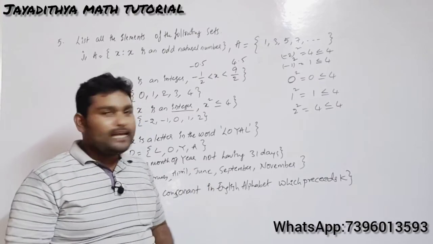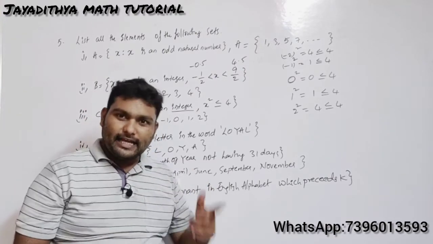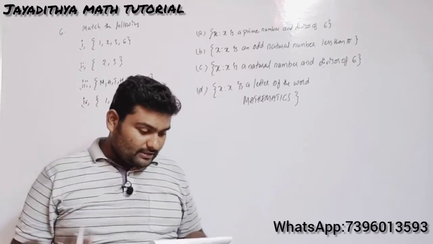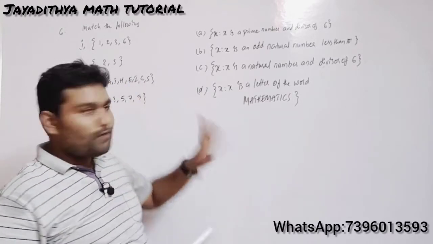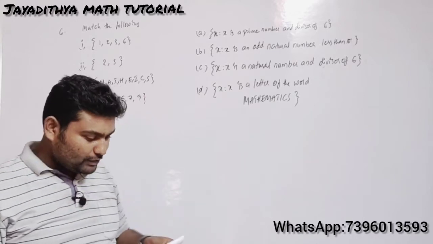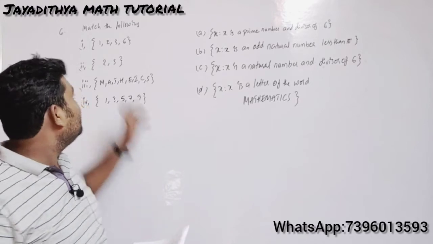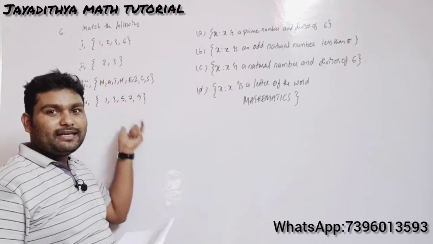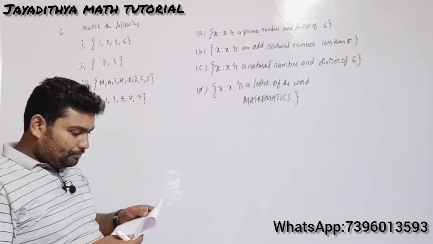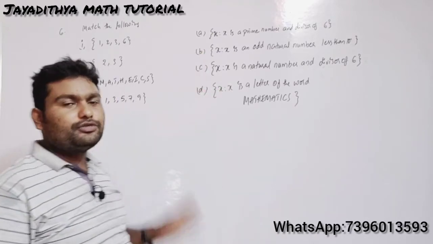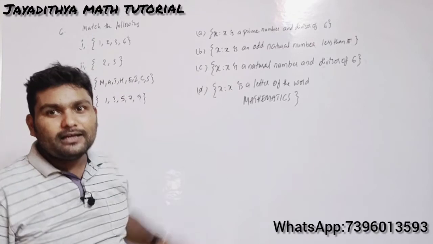Let us go for the next one. Right, Nana? See here. This is the last question of your exercise 1.1. So this is like a match the following question. So let me read the question completely. Match each of the sets on the left in the roster form with the same set on the right described in set builder form. So you should match the roster forms with the set builder forms.